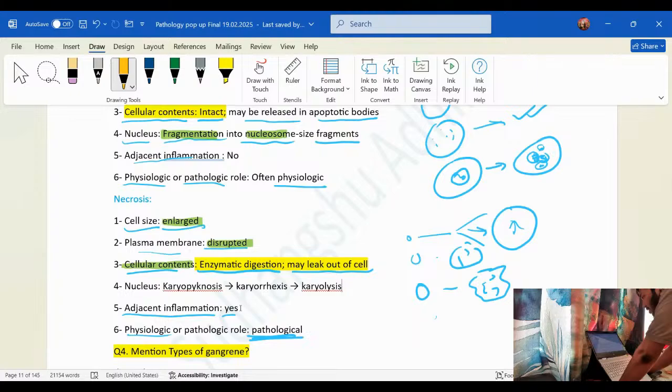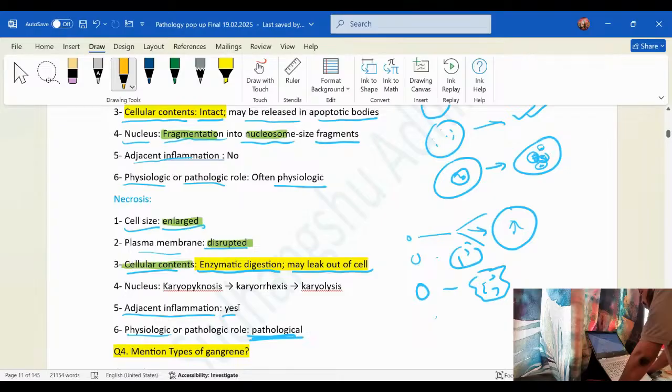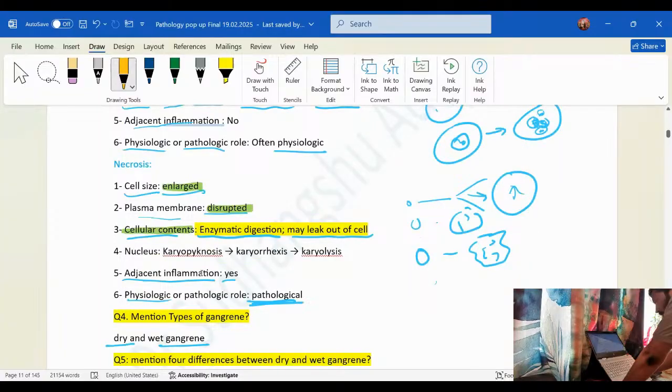So again, apoptosis and necrosis. In apoptosis, the cell reduces in size, the plasma membrane is intact, cellular content is intact, the nucleus fragments into nucleosomes, there is no adjacent inflammation, and it is mostly a physiological process. In necrosis, the cell size increases, the plasma membrane is disrupted, cellular content undergoes enzymatic digestion and may leak out of the cell. Nucleus changes: karyopyknosis, karyorrhexis, karyolysis. There is adjacent inflammation, and mostly it is a pathological process.